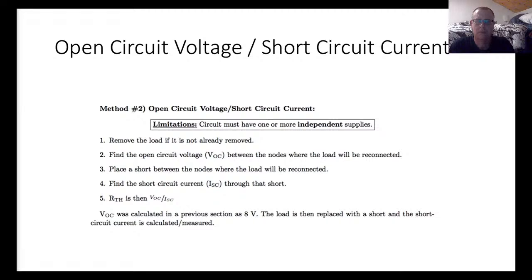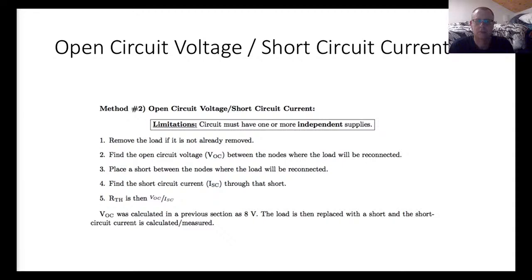Then we place a short across where the load was connected, and we figure out what that current is through the short, and it's called the short circuit current. And then the Thevenin resistance is the open circuit voltage divided by the short circuit current.